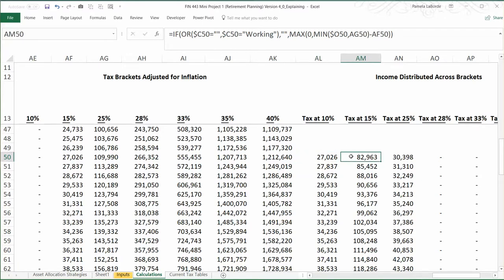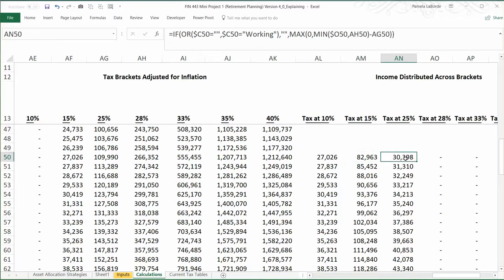How much of their 140,000 will be taxed at 15%? Well, that amount is the difference between $109,990 and 27,026. So that difference is 82,923.